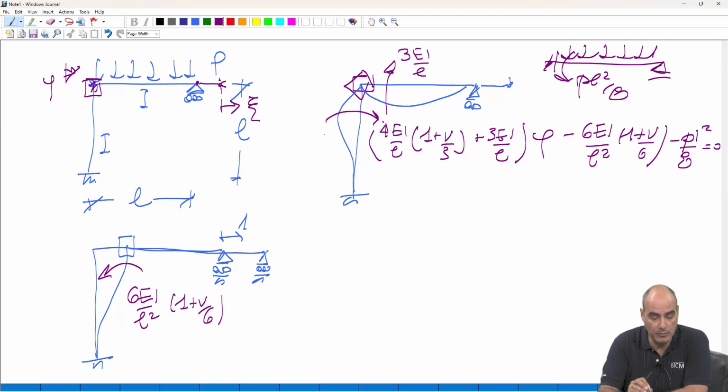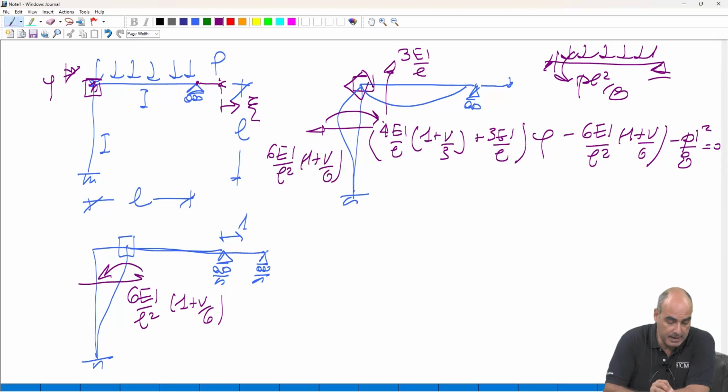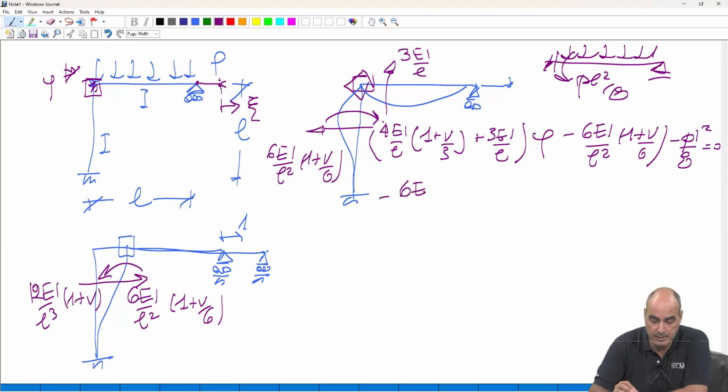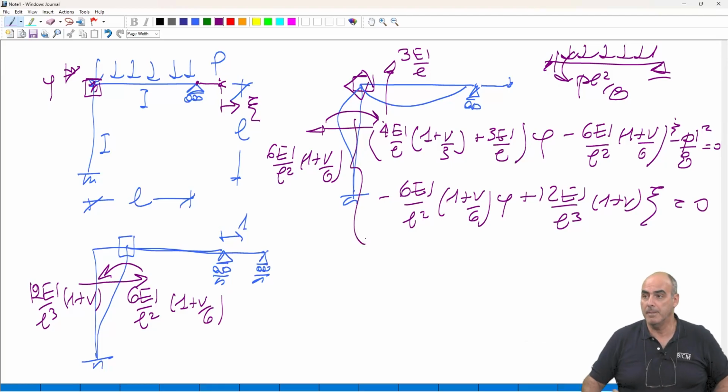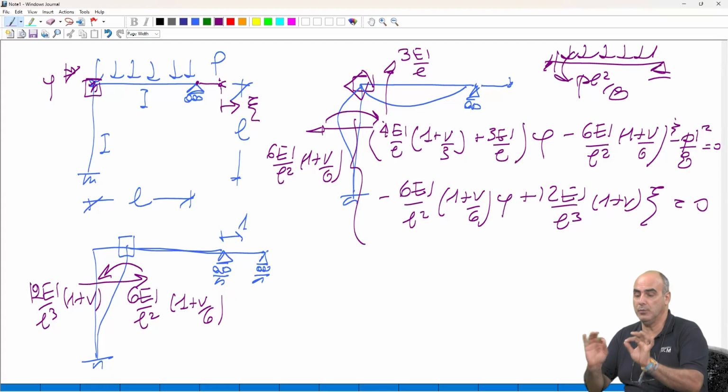And here when I have this moment, I have a shear force, which is 6EJ over L squared (1 plus n over 6). And here I have a shear force 12EJ over L cubed (1 plus n). So I write it here: minus 6EJ over L squared (1 plus n over 6) phi, plus 12EJ over L cubed (1 plus n), there is xc here, there is xc here, equal to 0. This is my system. This is matrix analysis of structures where we simply have added this.